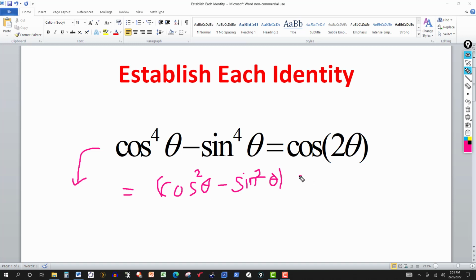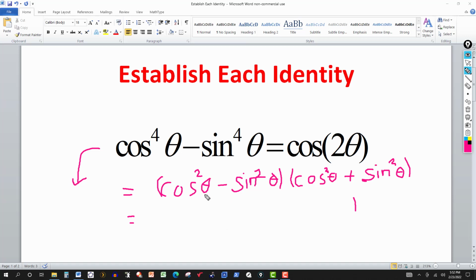And then the other factor would be cosine squared theta plus sine squared theta. So those are two factors of the left side. And of course, one of your fundamental identities tells you that if you have the cosine squared of an angle plus sine squared of the same angle, this is always 1.